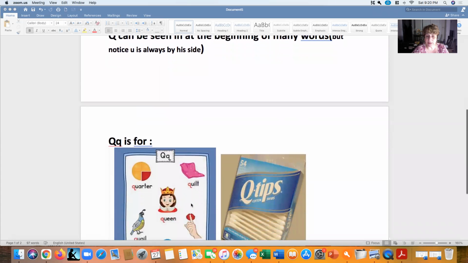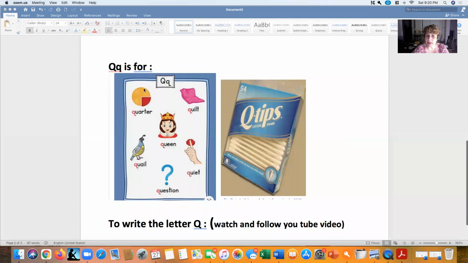Let's look at some examples. Q is for the word quarter. If you have a pizza pie like this, and you take one of the four big pieces here, that's a quarter of the piece. There's also the word quarter for the coin that's worth 25 cents. Q is for quilt, queen, quail, question mark, quiet. And we also see Q when we use Q-tips.